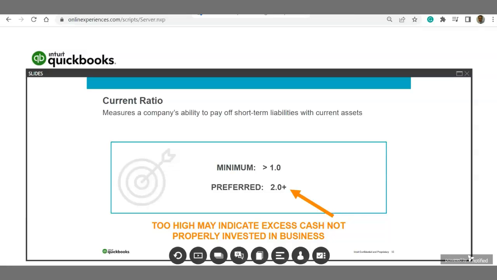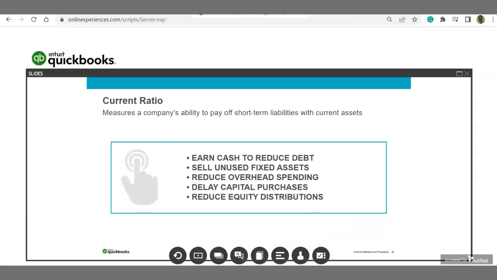If the current ratio is below 1, there are several actions you can take to improve it. You could focus the business on earning cash and paying down the debt, reducing the debt. You could focus on selling unused fixed assets. You could reduce overhead spending. You could delay capital purchases, hold off on that. And or you could reduce equity distributions at this time, just to keep cash in the company's coffers.